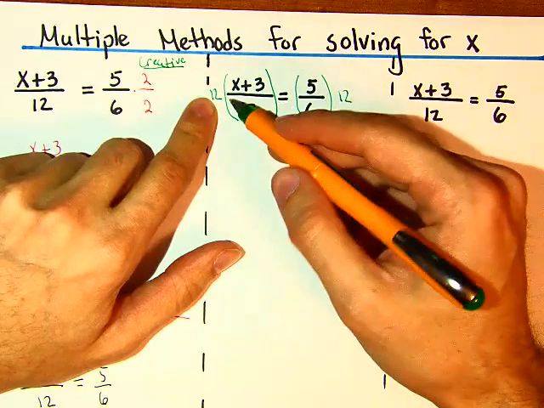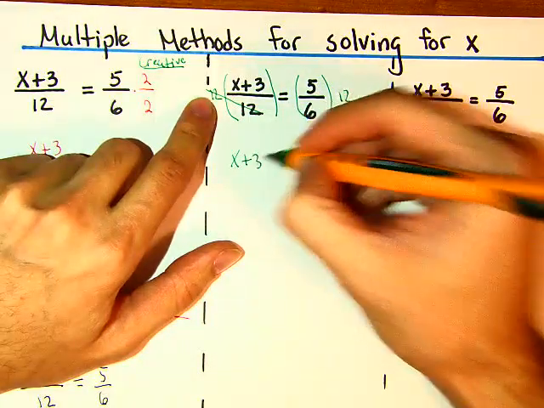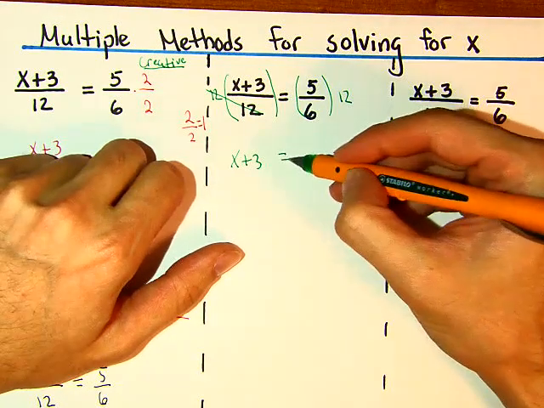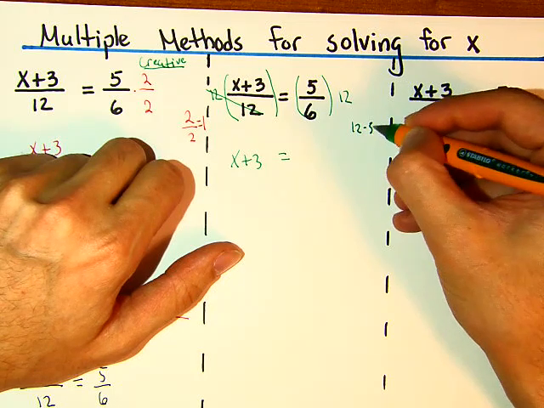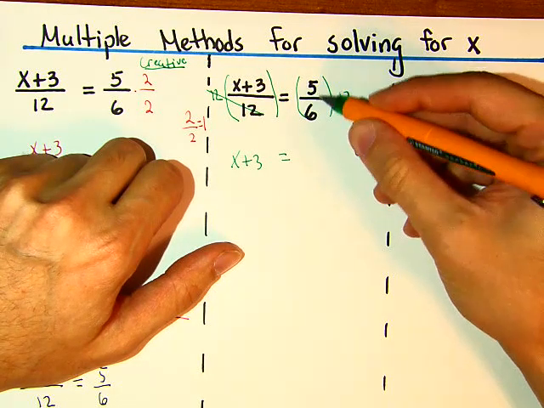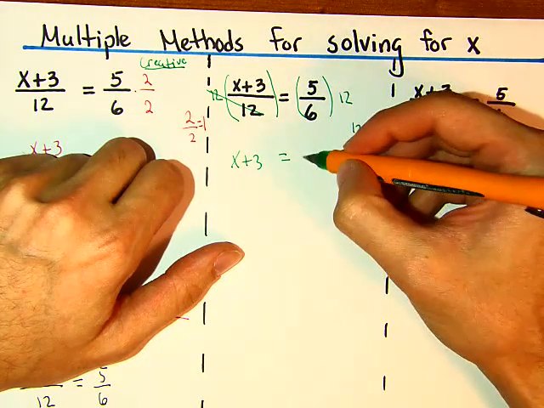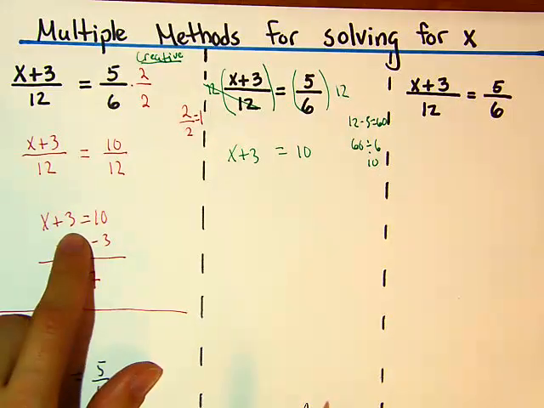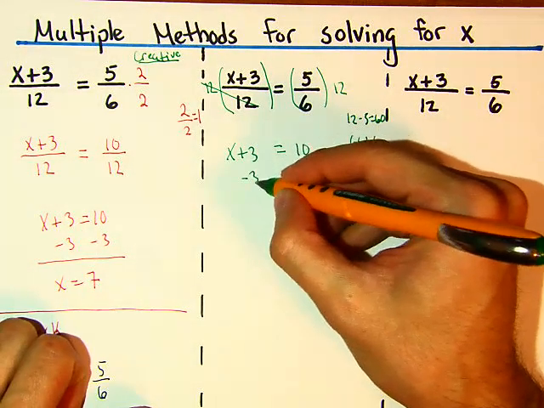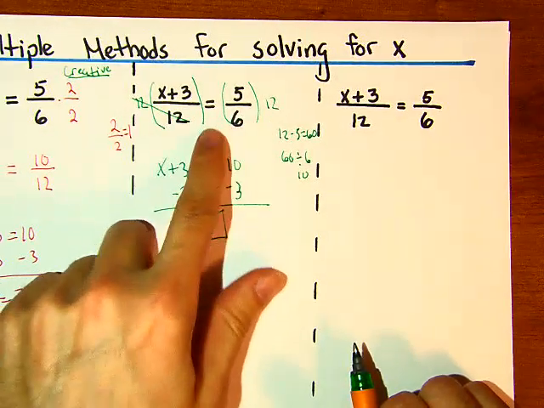So here, when you do this, this 12 and this 12 cancel, and this becomes x plus 3. And this one is, what's 12 times 5? That is 60, right? 12 times 5 is 60. And 60 divided by 6 is 10. So this is equal to 10. And then what did we get? We have x plus 3 is equal to 10, the same thing we got over here. And then minus 3, and x is equal to 7.